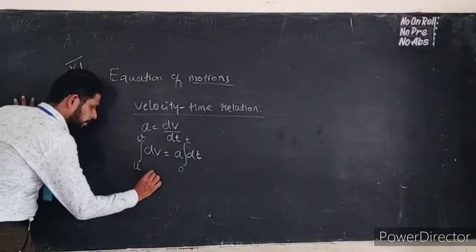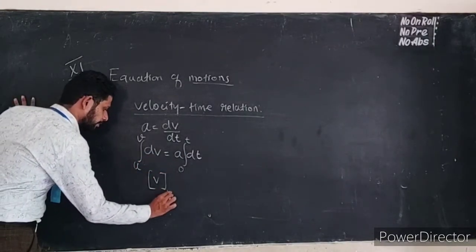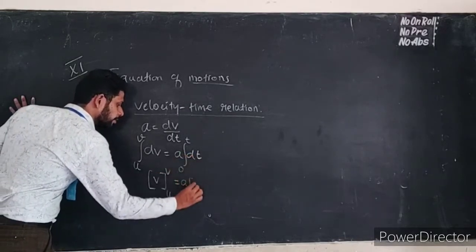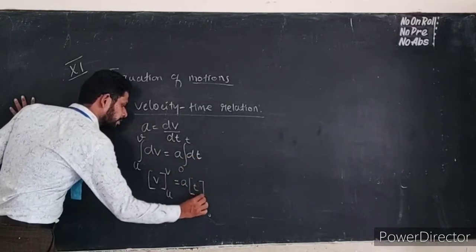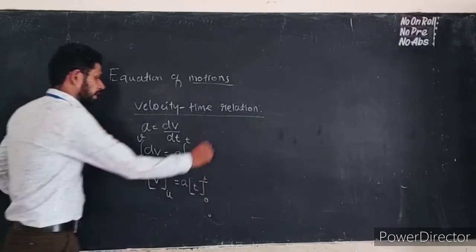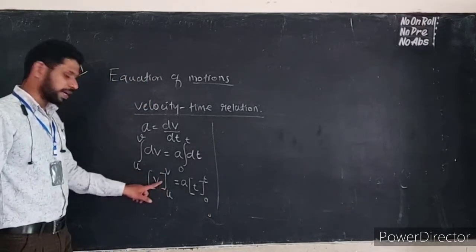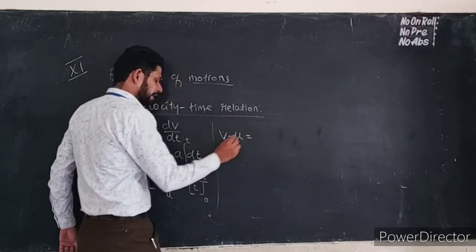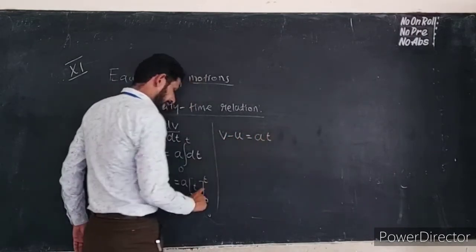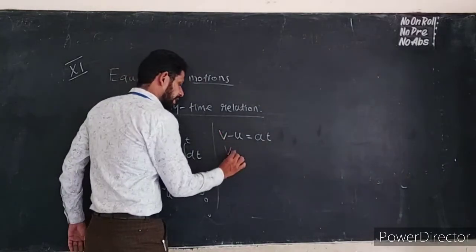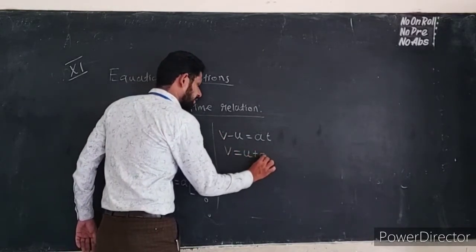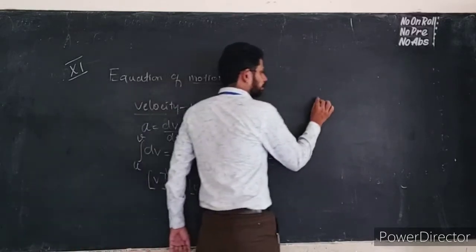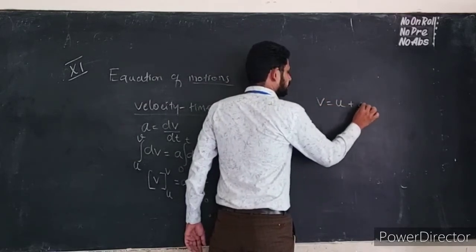So after taking the limits, we can integrate this. If you integrate dv, you will get v, with initial velocity u and final velocity v. And here a is a constant, taken outside. If you integrate dt, you will get t, so it will become 0 to t. Now upper limit minus lower limit. So v minus u will be equal to at, minus 0 will become 0. So we can write this equation as v equal to u plus at. This is equation 1.